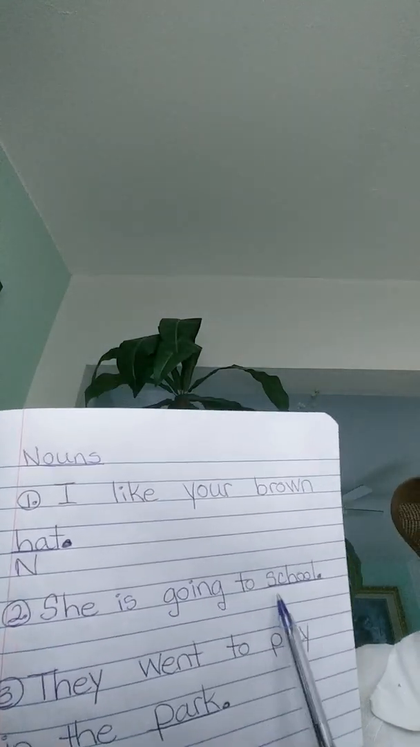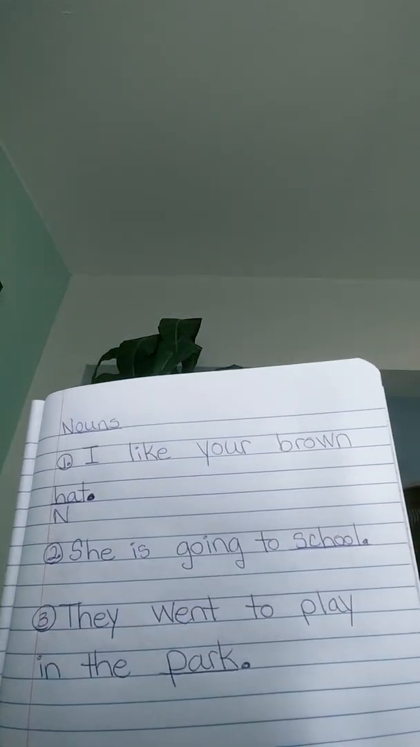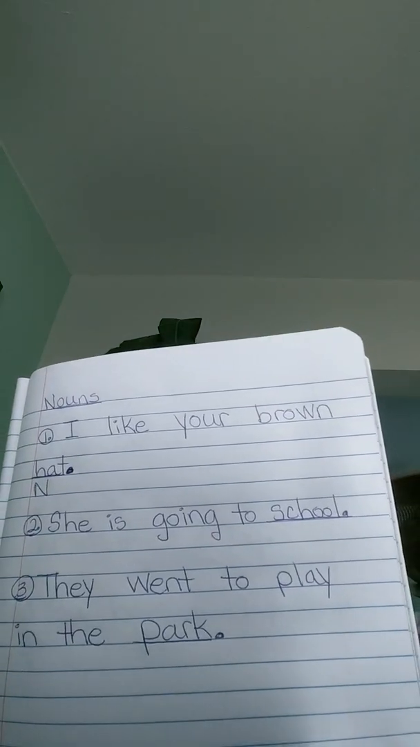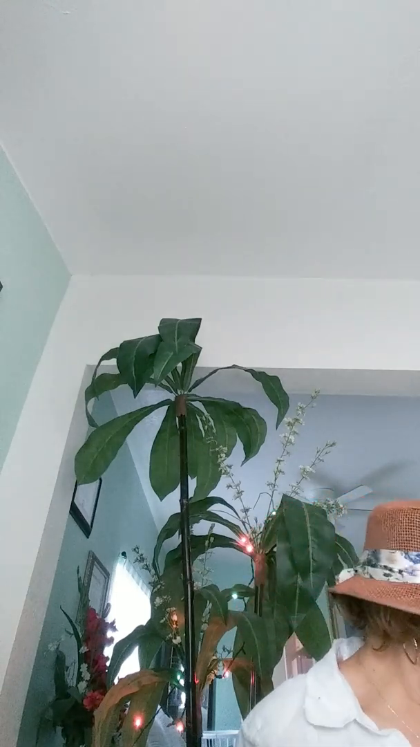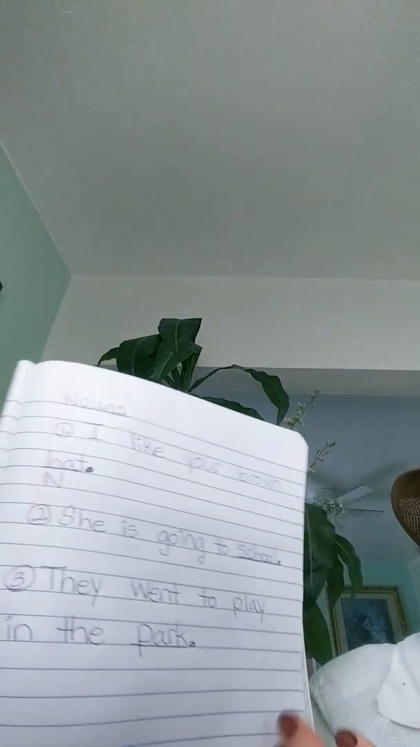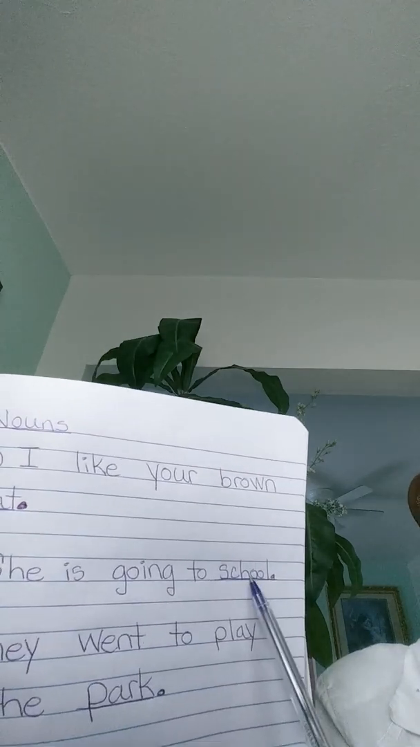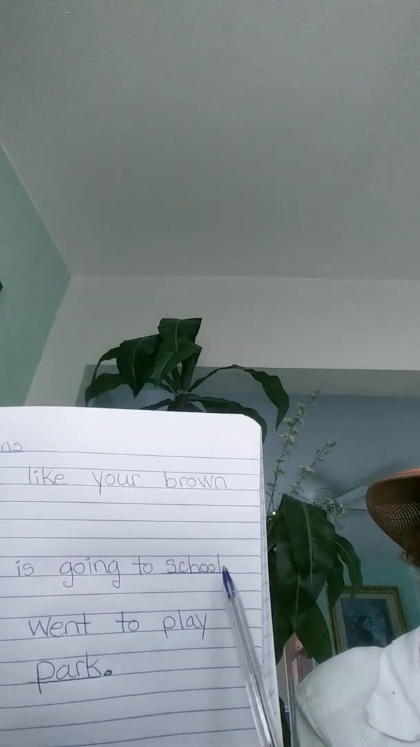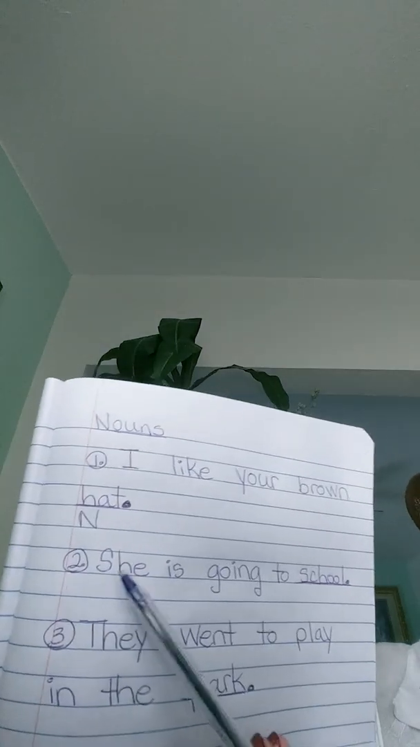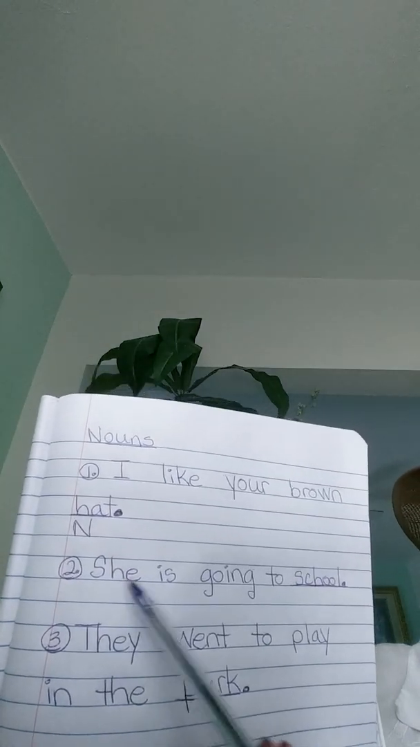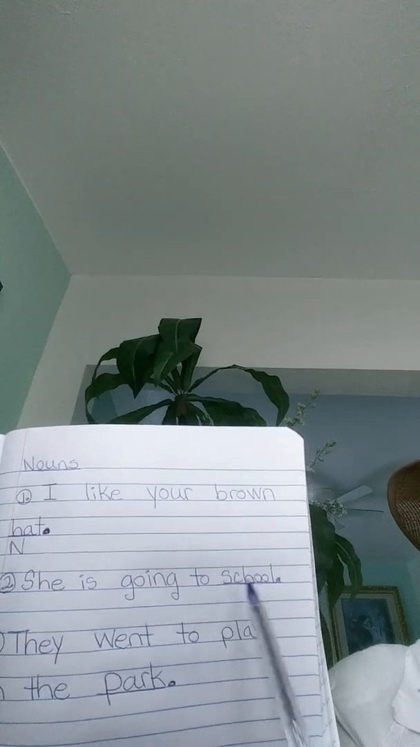Number 2: She is going to school. So what is a noun again? A noun is a person, place, or thing. She is going to school. So school is the noun. Underline school. She, capital S, the beginning of a sentence. Let's put an N underneath.